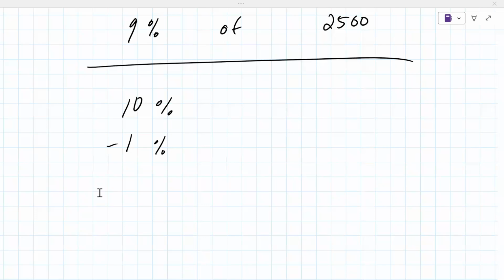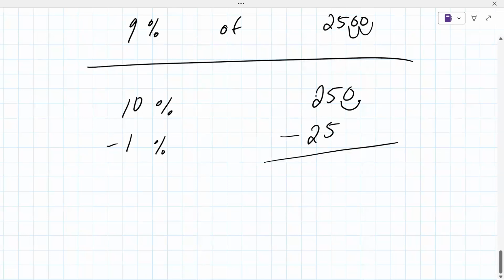I got 247.5. Okay, so 10% is 250 and 1% is 25. You just keep moving that decimal over. So it's 250 minus 25, so 225. Yeah. Let's try another one here.